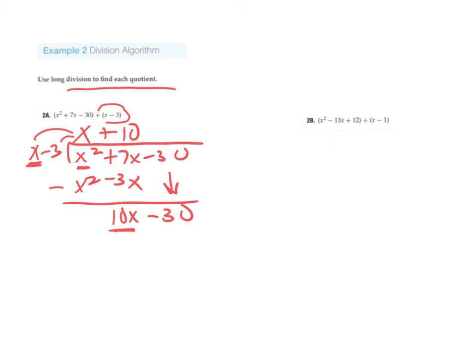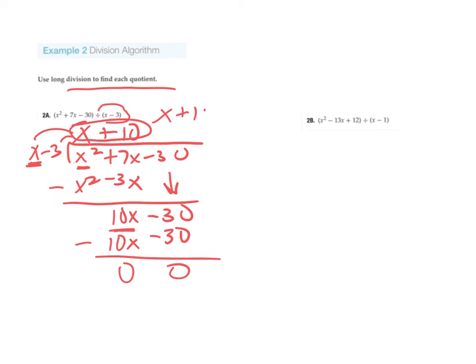And then I'm going to multiply. 10 times x is 10x. 10 times minus 3 is a minus 30. And so once I do my subtraction of this one, I get 0, and I also get 0 for this one. And since I have a remainder of 0, my answer is x plus 10. So x plus 10 is what x minus 3 divides into. And there's my answer. So let's do the next one, with long division.